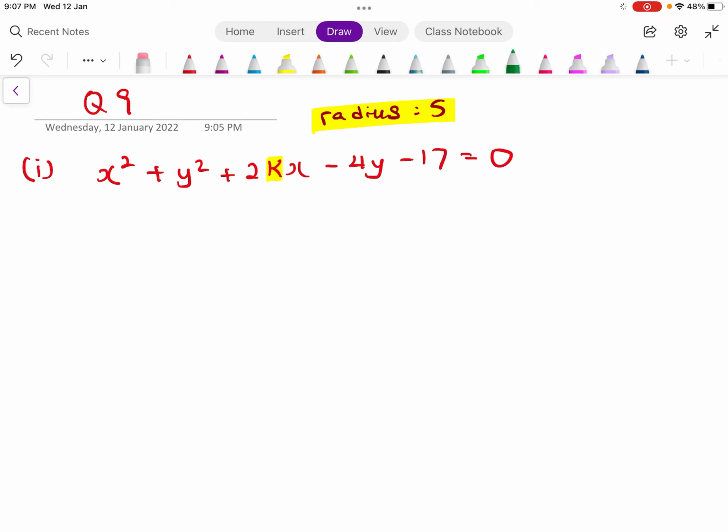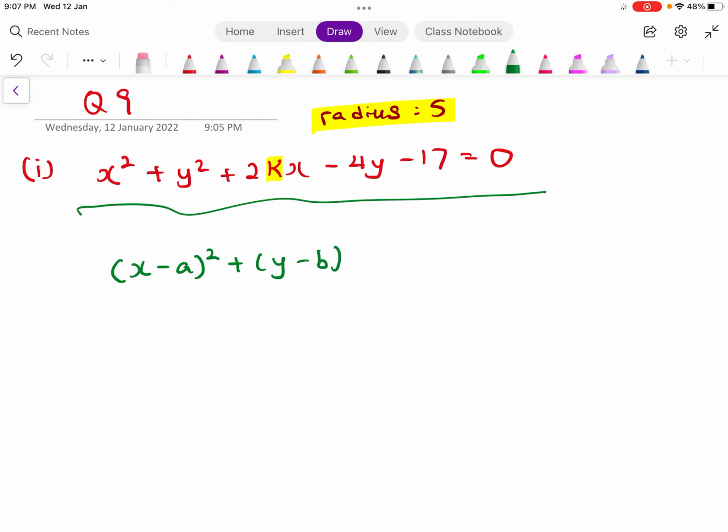Okay, so first thing first, whenever we see such a form like this, we must always make it into something like this. So it's equal to (x minus a) squared plus (y minus b) squared equal to r squared. This form is easier to see because by looking at this form, I will know two important pieces of information, which is the center of the circle. (a, b) is the coordinate of the center of the circle and r is the radius of the circle. Okay, of course, how do I go from this form to this form?